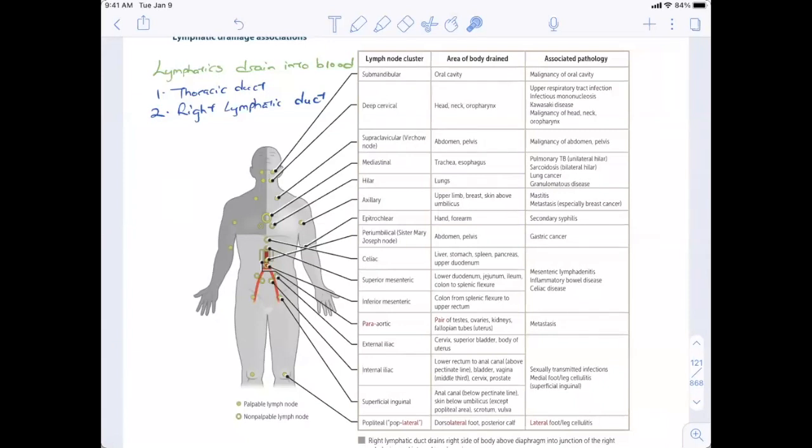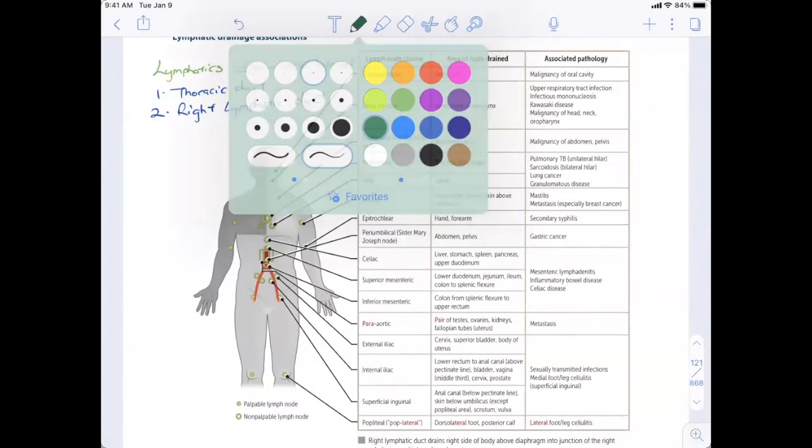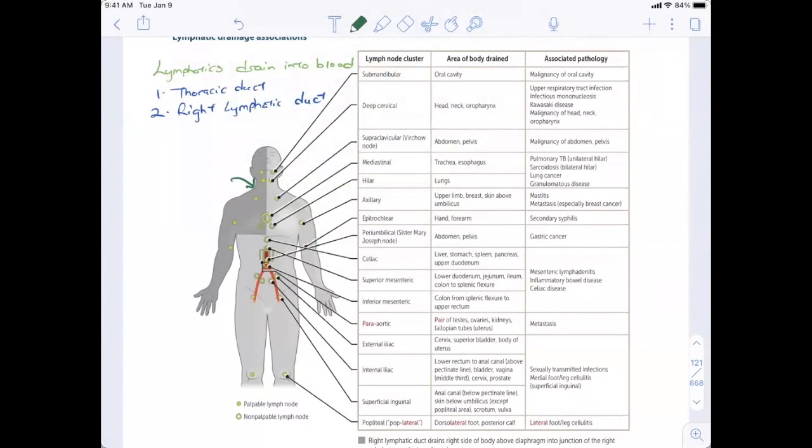Now, I also said that they drain into the blood. How exactly do they drain into the blood? They drain in at what's called your venous angle on the left and the right. And if you have the time, look up pictures of this.